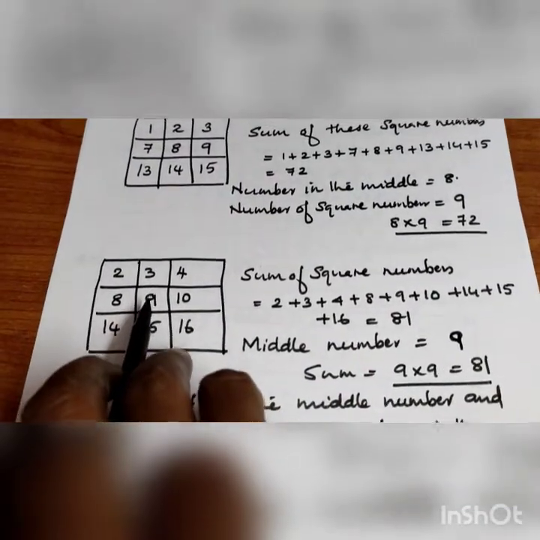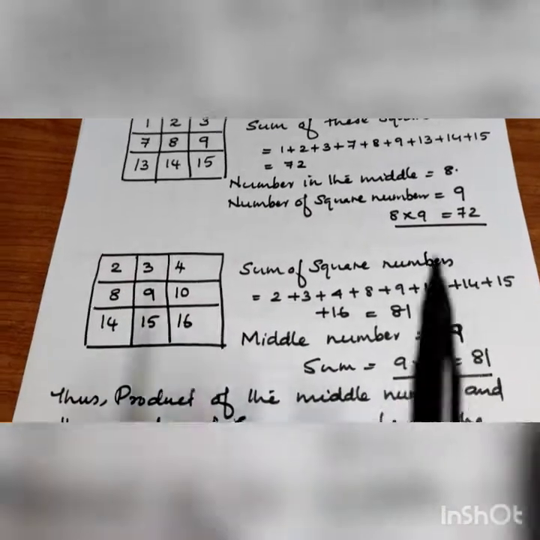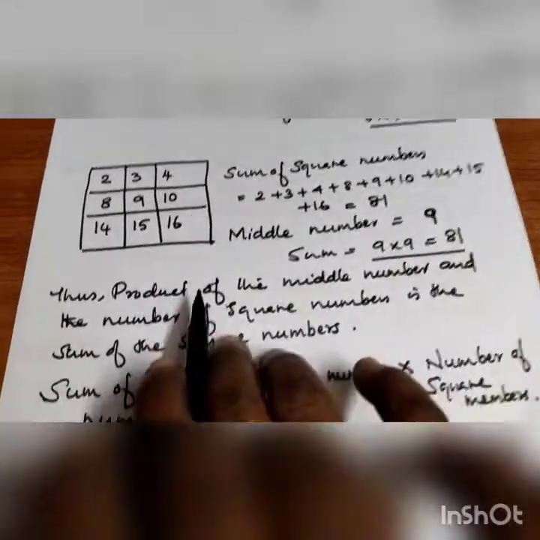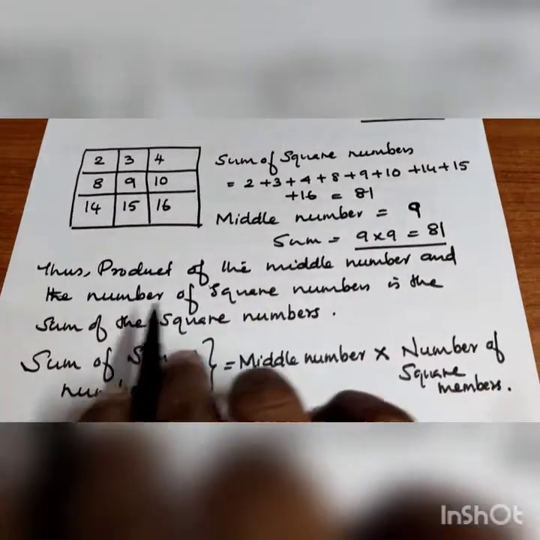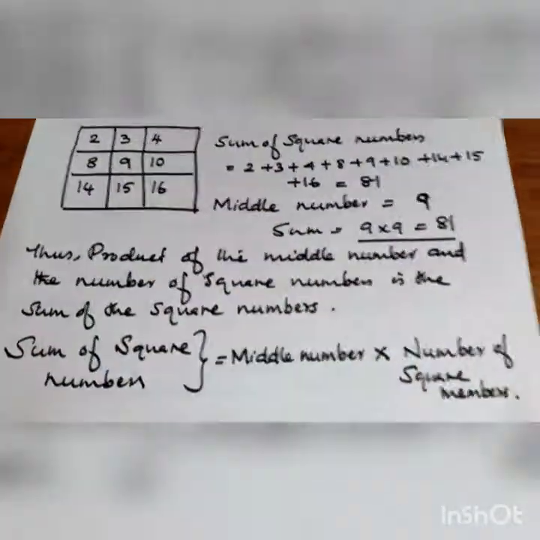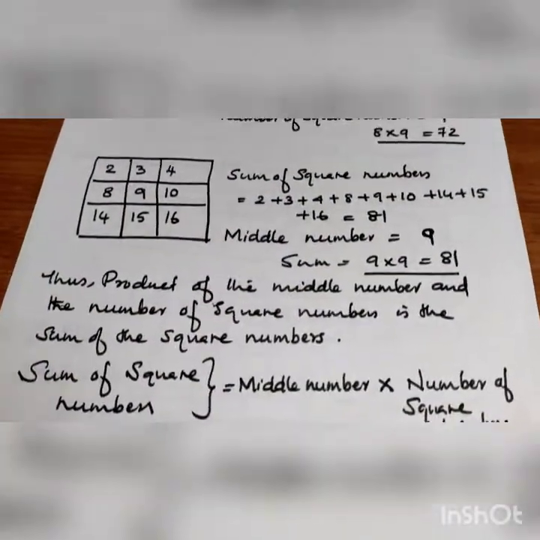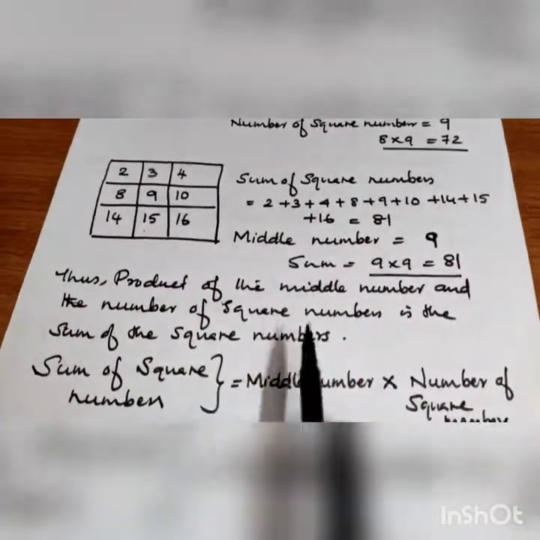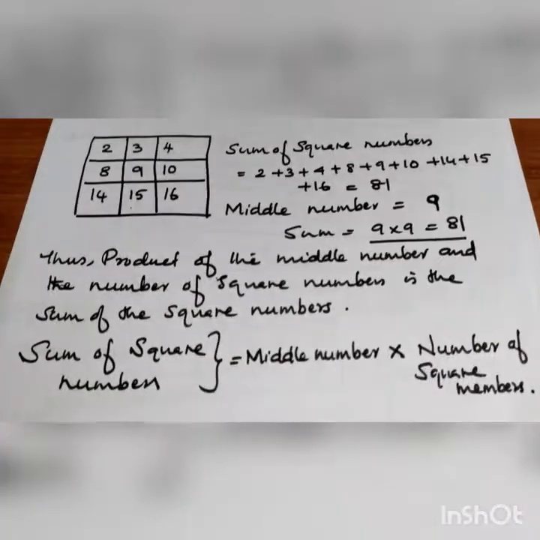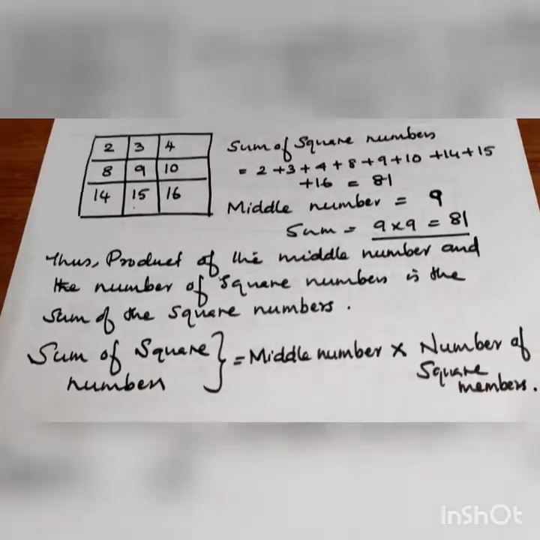Which is the middle number? 9. How many numbers are there? 9. 9 into 9, 81. Thus, the product of the middle number and the number of numbers in the square is the sum of all the square numbers. Sum of square numbers equals middle number into number of square numbers.